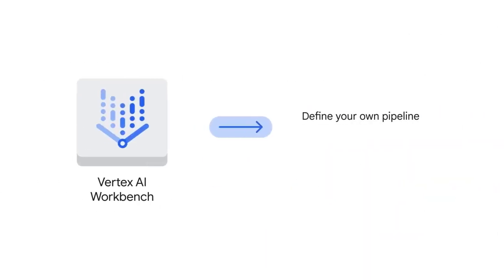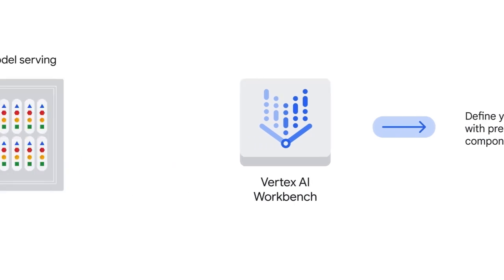With Vertex AI Workbench, which is a notebook tool, you can define your own pipeline using SDKs. You can do this with pre-built pipeline components, which means that you primarily need to specify how the pipeline is put together using components as building blocks. You'll explore more details about Vertex AI pipelines in the next lesson.